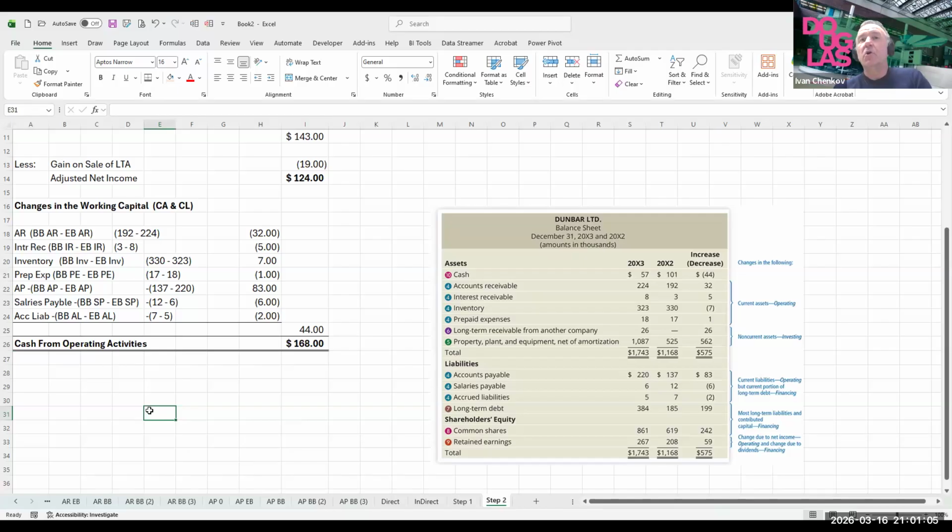So this company from the operating activity is generating cash of $168, which is positive. That's a good sign. Now, one thing that I have to note here, no one teaches a cash flow statement this way. However, if you follow these steps, you're never going to make a mistake when you're doing a cash flow statement.